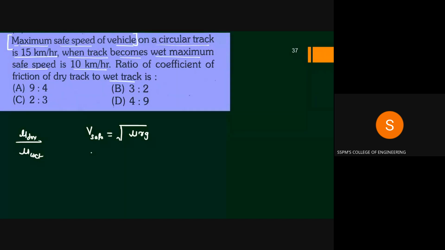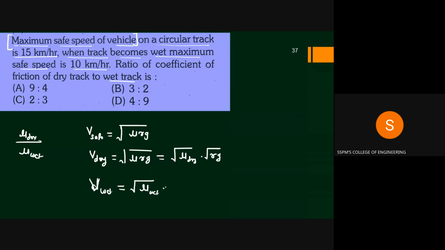Okay, now just use this equation for the dry track. So V dry is equal to square root mu rg. I can write this as square root mu for the dry track into square root rg. For the wet track, V for the wet track is equal to the square root mu for the wet track into square root rg. So basically it is the same equation, square root mu rg.